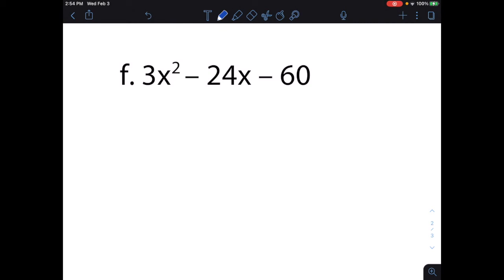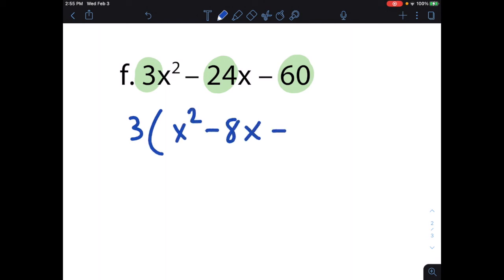And you're right. However, what you should notice is that each one of these terms has a number that's divisible by 3. So what we can do is factor a 3 out, kind of like we did on GCF. We can factor a 3 out and put it on the outside. And when we do, we end up with x squared minus 8x minus 20. And now this is a trinomial that has a equal to 1 that we can go ahead and factor.